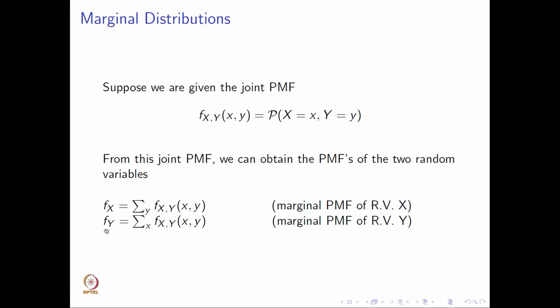Similarly, the marginal probability mass function of random variable y can be obtained by summing the joint probability mass function over all values of x. Note that in case the random variables considered here are continuous, we substitute summation by integration and PMFs by PDFs.